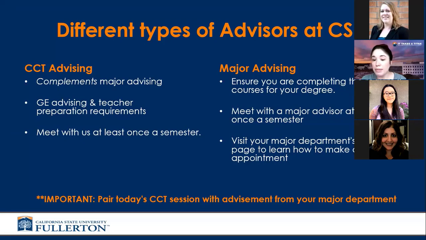But on the flip side of that, your major advisors, their role is to ensure you're completing your course requirements for your degree. And so you should meet with your major advisor at least once a semester also. And if you're not sure how to make an appointment with them, you can visit your department page for your major. And normally you'll find that information right at the top. There's usually a section that says advising, or you can find it under a current student tab. But definitely make sure you know how to do that and that you understand that we serve different purposes, but we're both here to help you. One, to help you make sure you're meeting your degree requirements, the other, your teacher prep.